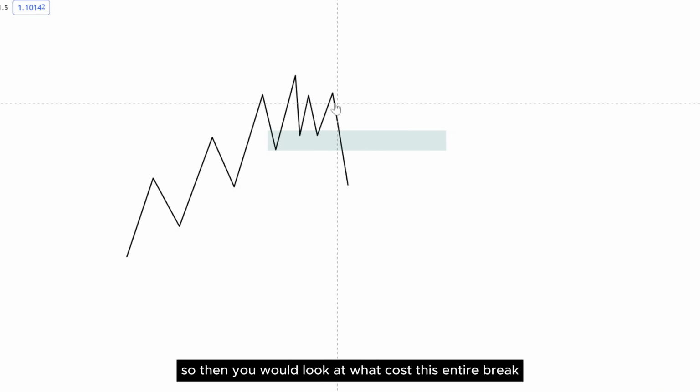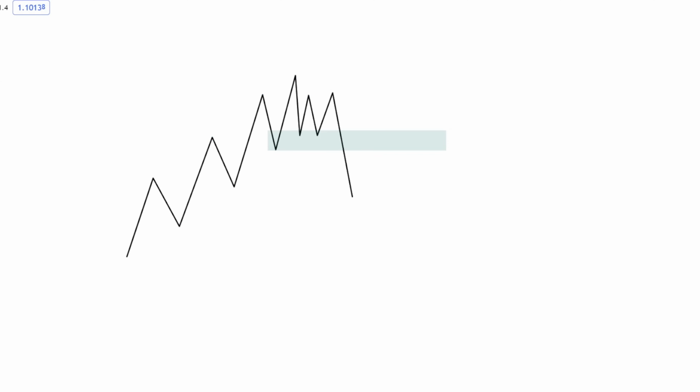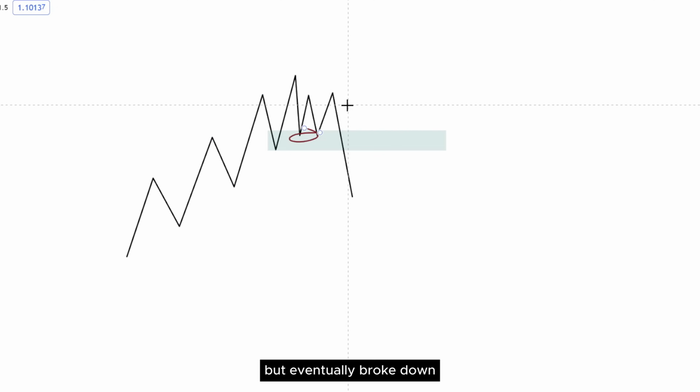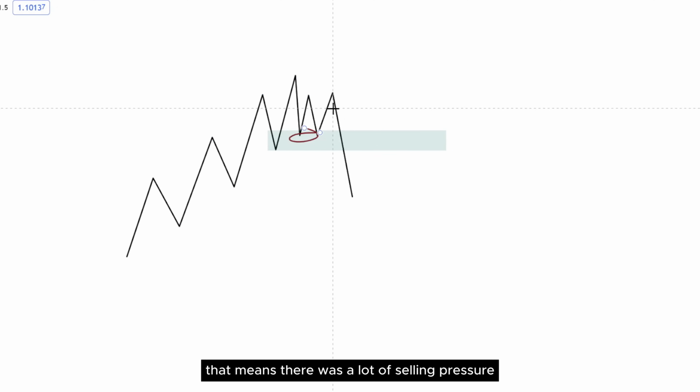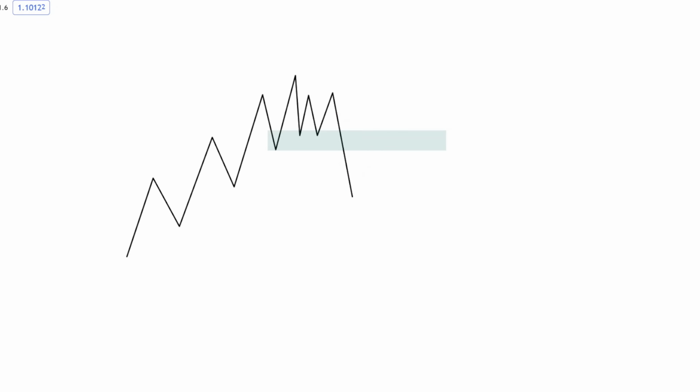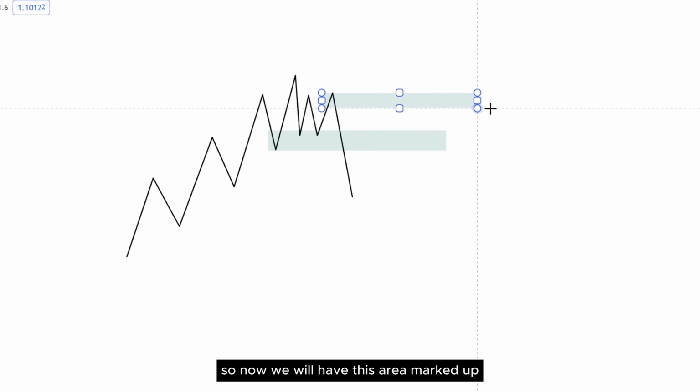So then you would look at what caused this entire break. Because what we do know is price did find rejection twice right here, but eventually broke down. So what does that mean? That means there was a lot of selling pressure that came in. So we would automatically look at the extreme, or if there was a previous micro swing right here that was responsible for their initial break, this is what we would pick. So now we will have this area marked up.